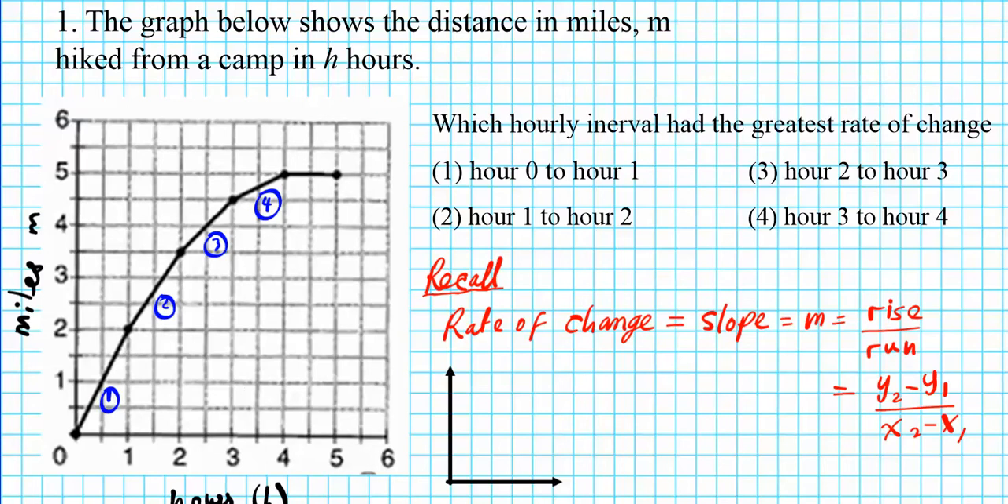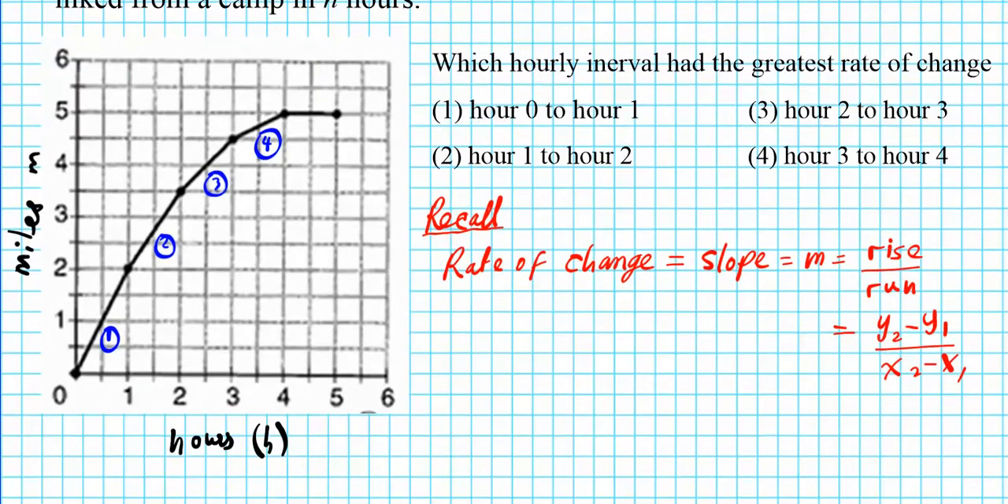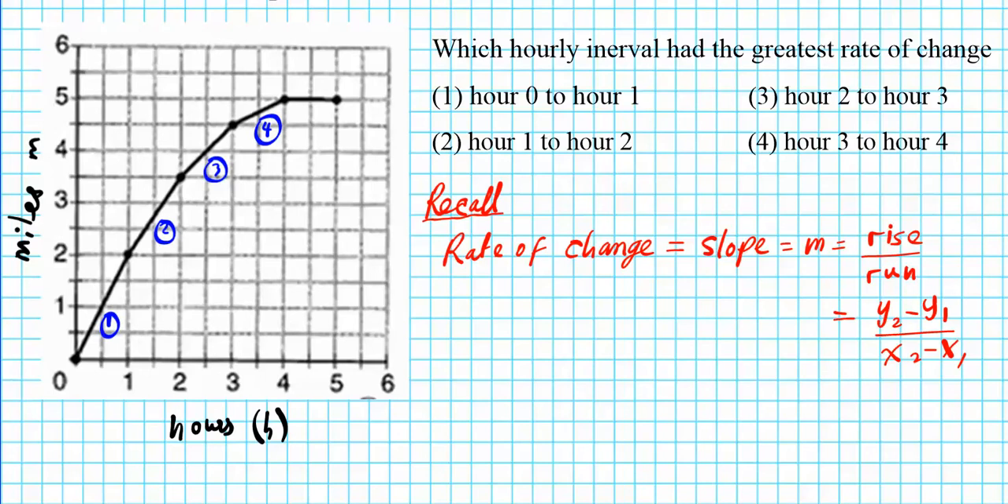All right, but let's go ahead and work out the process. We need to know for certainty that this interval has the greatest rate of change. So what we're going to do is just find the slope of each interval. Let's start with interval number 1, which is from 0 to 1. Now, what is the slope there? The slope is rise over run.